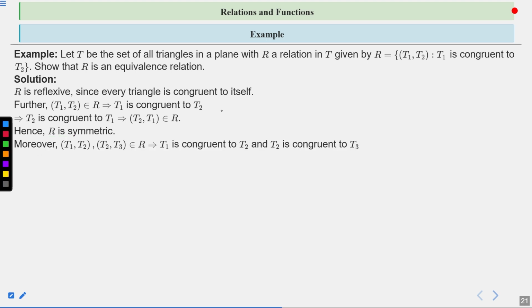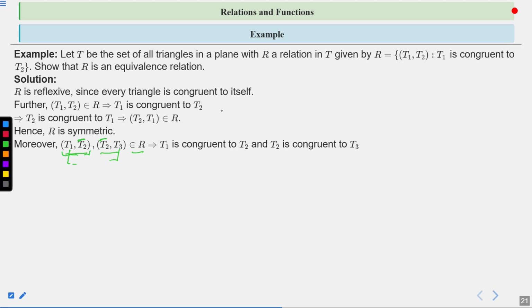Moreover, assume (T1, T2) and (T2, T3) belong to the relation R. So always start transitivity with two pairs taken in this form: T1 comma T2, and another pair starting with the second element of the first pair, so T2 comma T3 belongs to R. Now we have to show that T1 comma T3 belongs to R.